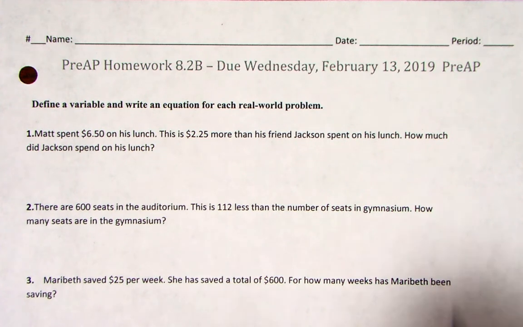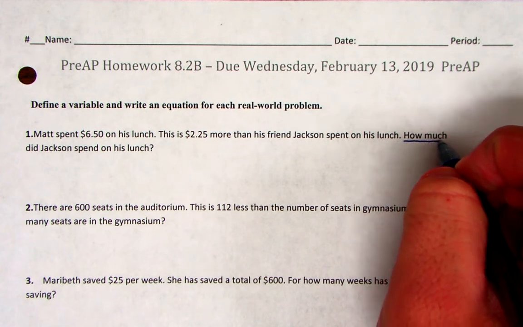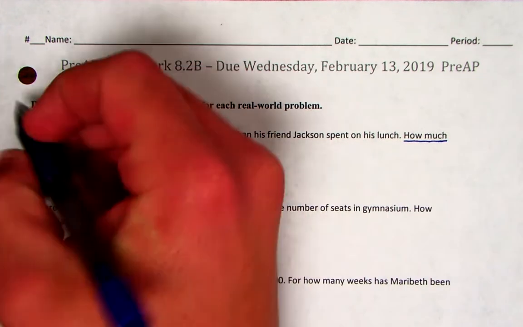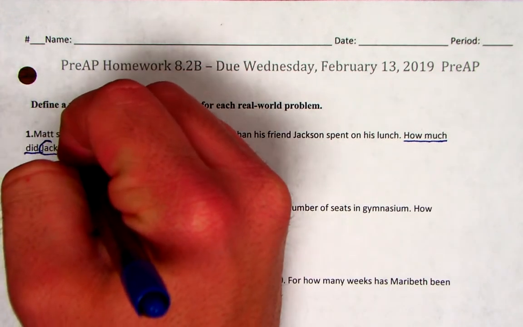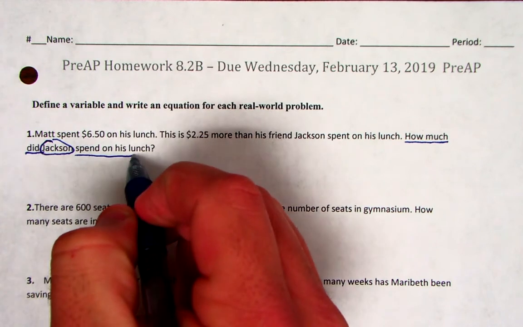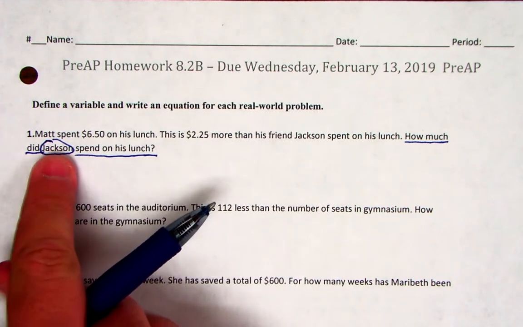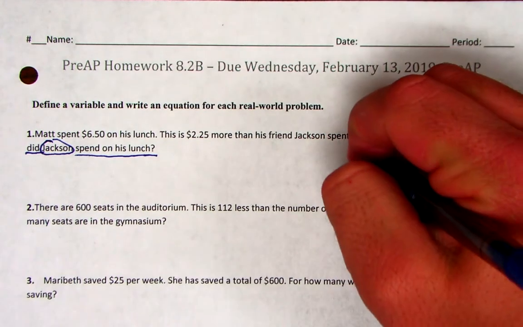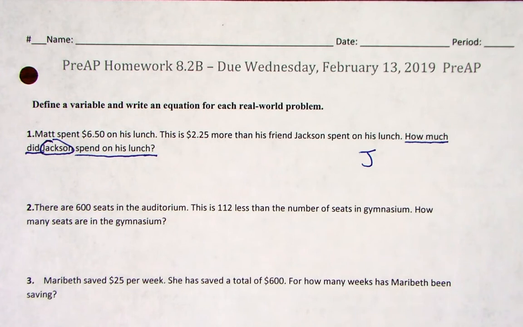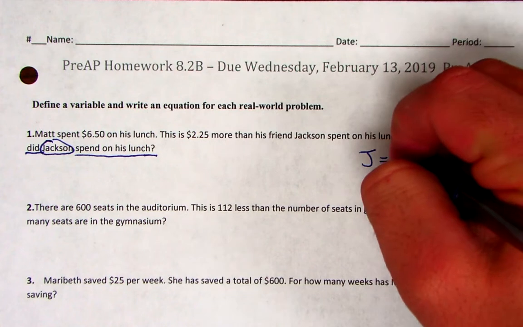Okay, so here's our key thing. This is what we're solving for. How much did Jackson spend on his lunch? So we're solving for how much Jackson had. So I'm going to use J as my variable today. Remember, a variable will represent a number later on. So J is for Jackson.